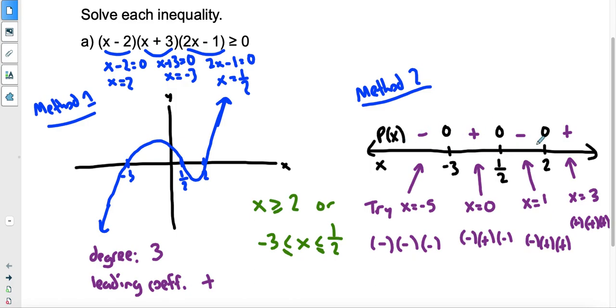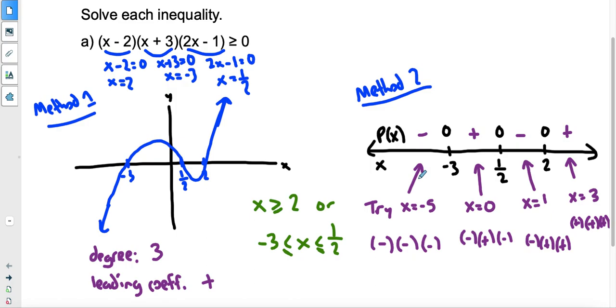And the reason why this sign line works, and the reason we split it up this way by looking at the zeros, is again, we know that around the zeros, my polynomial can change sign. So that's why, when we're using a sign line, we always want to split the sign line by looking at the zeros, the x-intercepts of the graph.